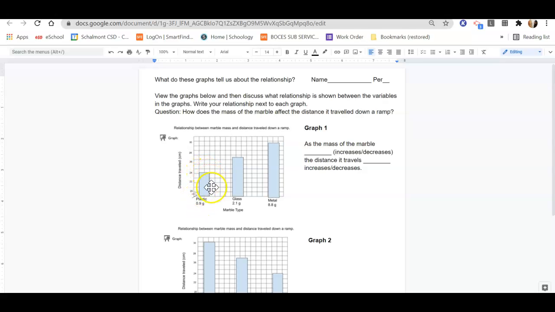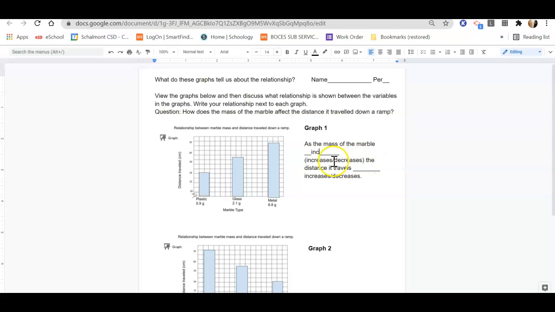Okay, then I drew a bar, the height of the bar shows the average distance traveled by the plastic marbles, the average distance traveled by the glass, the average distance traveled by the metal. Then we want to look at this. We see that as the mass increases out here, because that's the way we've put them on the axis, the bars are getting bigger as we go up in mass. So we want to put: as the mass of the marble increases, the distance it travels also increases. Okay, I'm just abbreviating with INC.